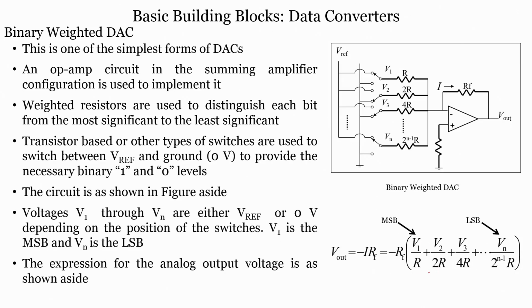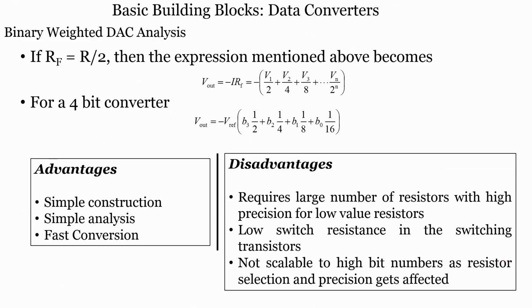There is V1 by R, 2R, 4R, 2 raised to n. So, very large value resistors are required, and extremely precise values are also required. Low switch resistance in the switching transistors is another important point we have to take care of, and then finally, this is not scalable to high bit numbers as the resistor selection and precision gets affected. So, these are some of the limitations of the digital to analog converter.